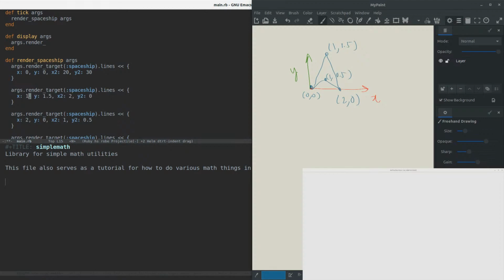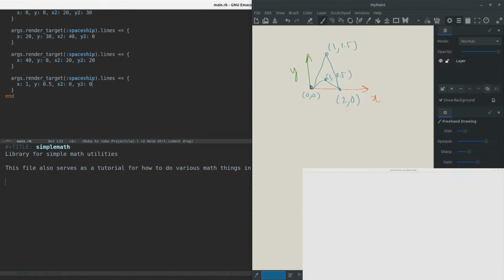Let's see, did I do this correctly? No, this should be 20, and this will be 30. We'll have this be 40 and 0. I realized I had not multiplied any of these things, so it's going to be tiny. Of course, there are probably better ways of doing this, so if you know how to do it better, then let me know.